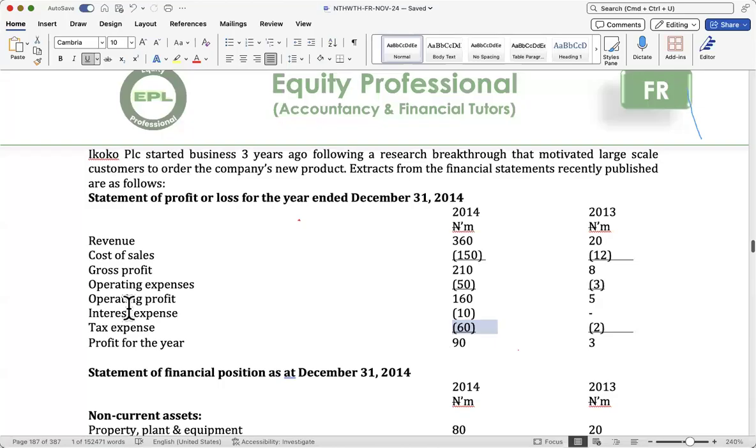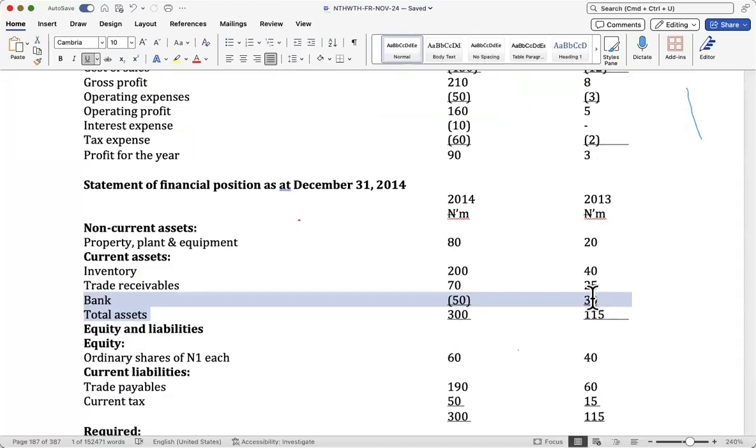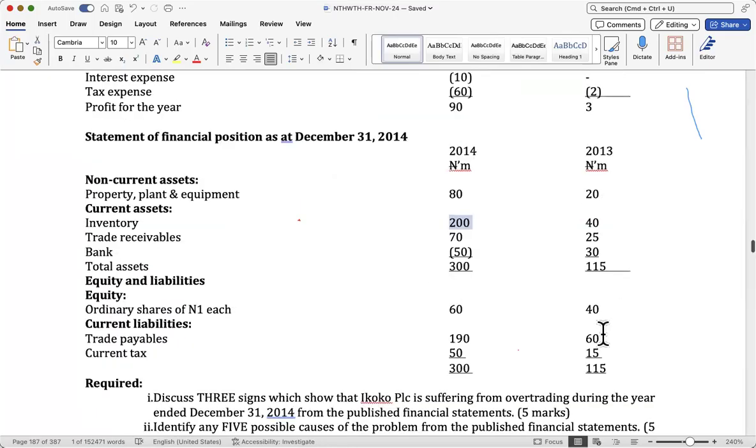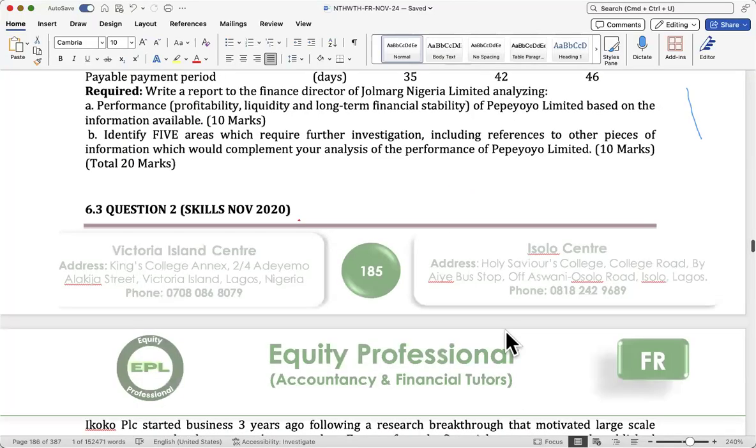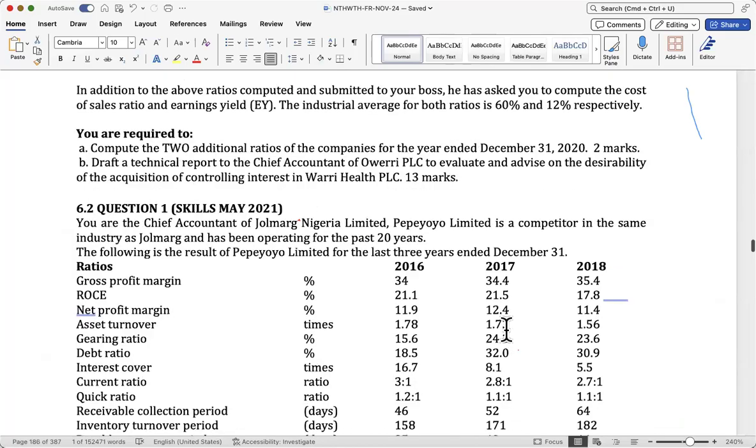Go and check his bank position. Look at it. It's in negative. It was in positive in 2013, because of that overtrading. See his bank overdraft. See his PPE. See assets. Look at his inventory levels. Increased. See his trade payable. So it's a very straightforward question, and everything indicates, and you just get 15 marks. You can look at this question later, but that was the question for 2020. 15 marks, easy, straightforward.